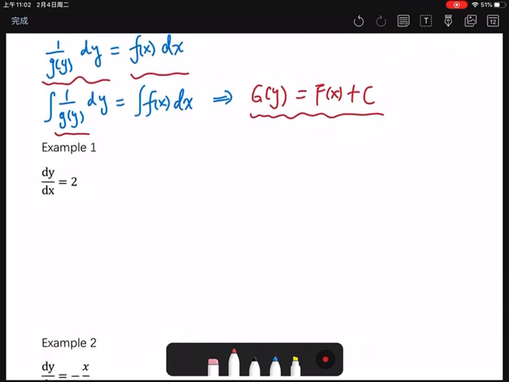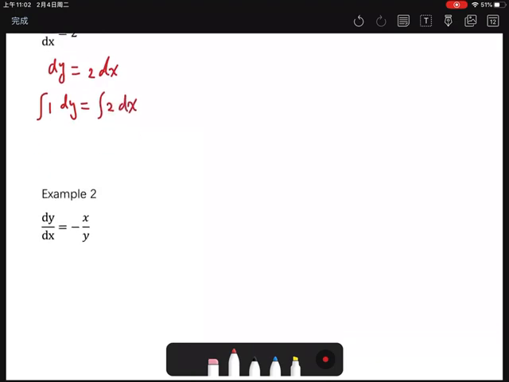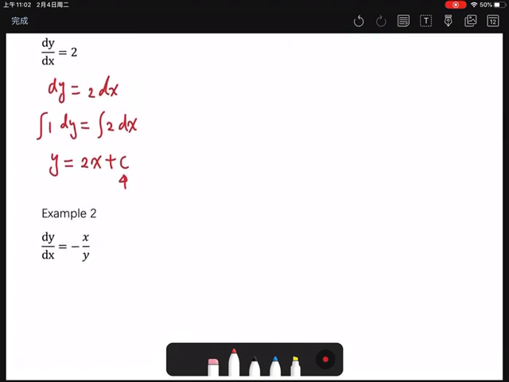Okay, so now let's look at example 1. Example 1. So dy by dx equals 2. So we can use separating variables method. So we multiply dx on both sides, so we can get dy equals 2 dx. Okay, so we do integration on both sides, and then the left hand side will be y, the right hand side is 2x, and then plus constant c. Please remember to add constant c here. Okay, so this is example 1.